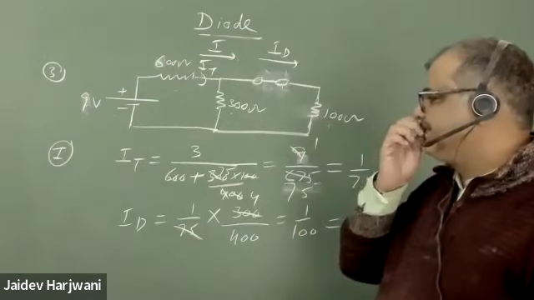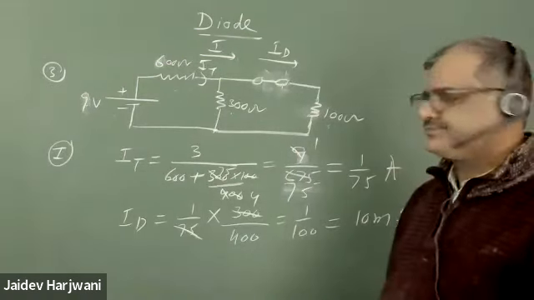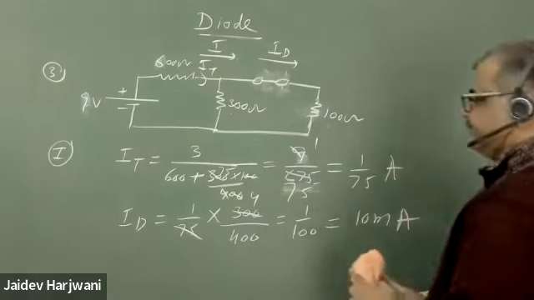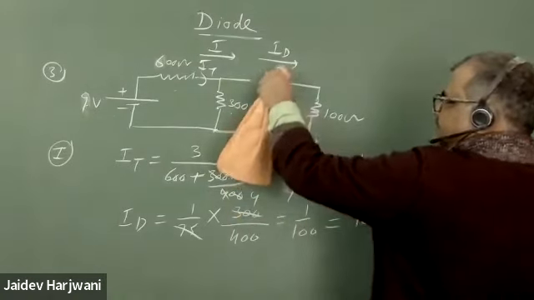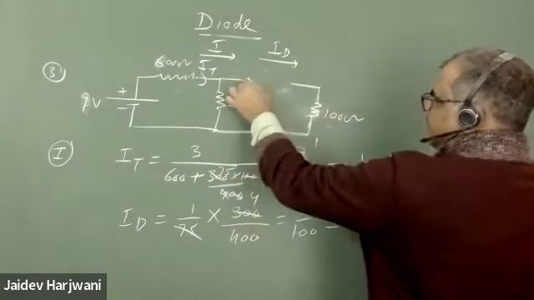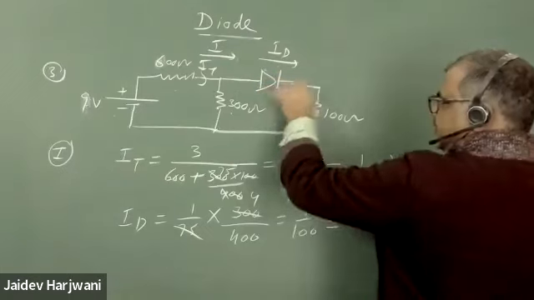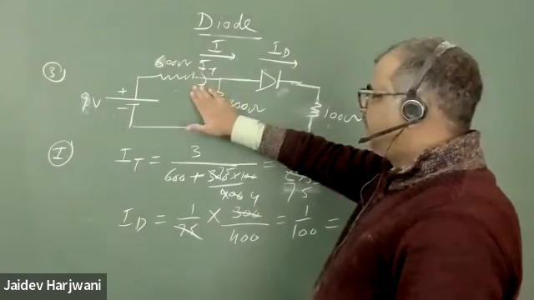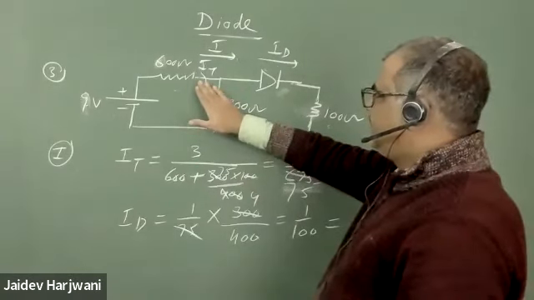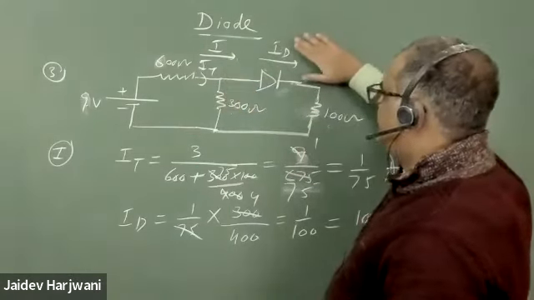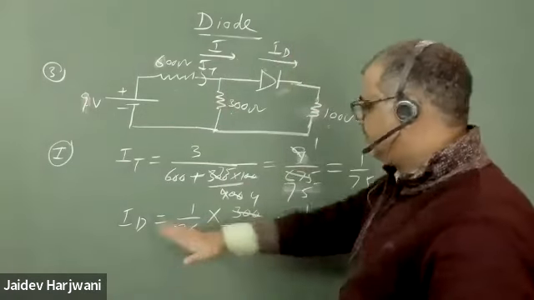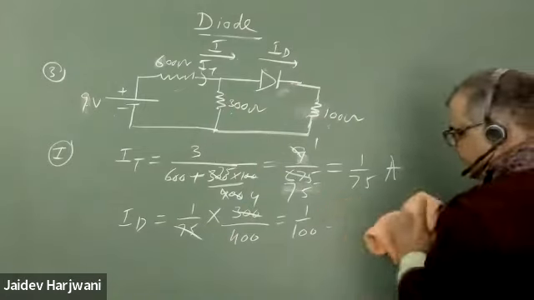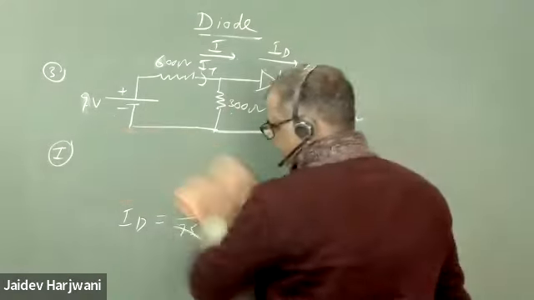Now let me explain method 2. Same question. If you don't understand like this, you replace again, right here, the diode. So here what I have done, I have calculated total current, and by current division I have found out how much current is flowing across the diode. So this comes out 10 milliampere.